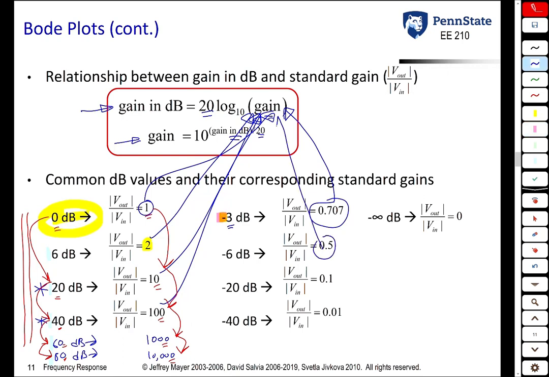0.5 plugged into here, you get -6 dB. 0.1 plugged into here, the log of 0.1 is -1, so you get -20 dB. 0.01, you get -40 dB.